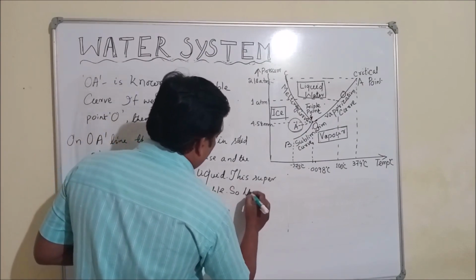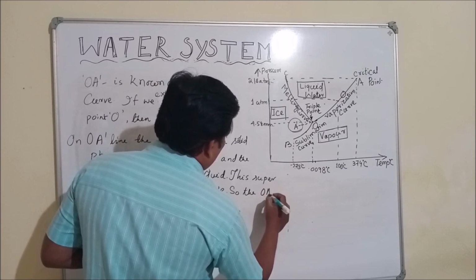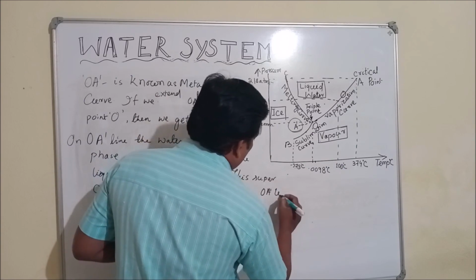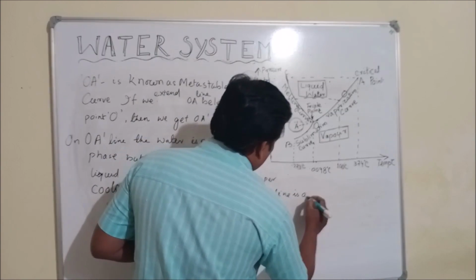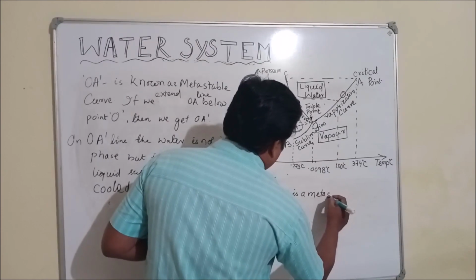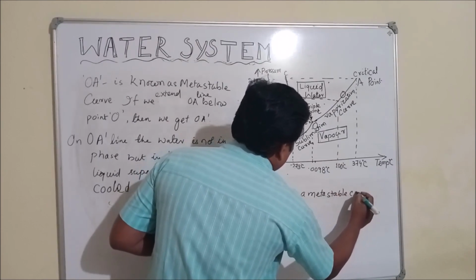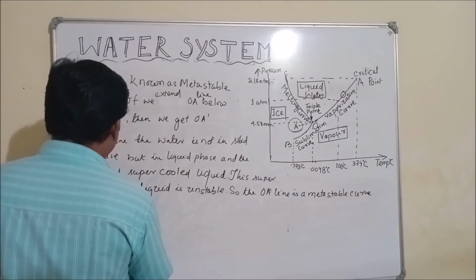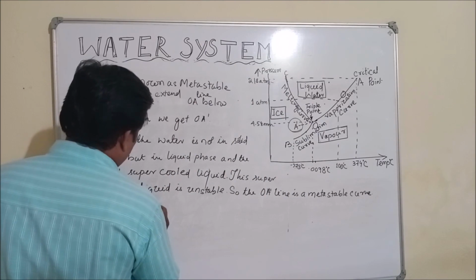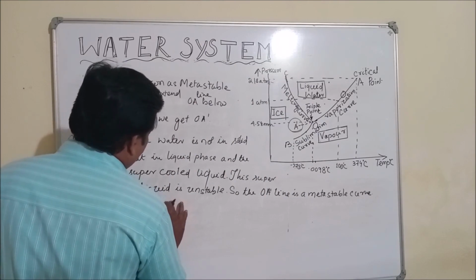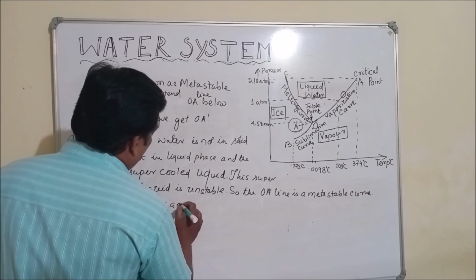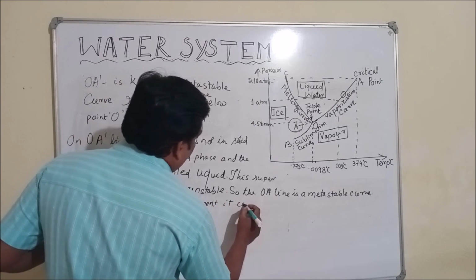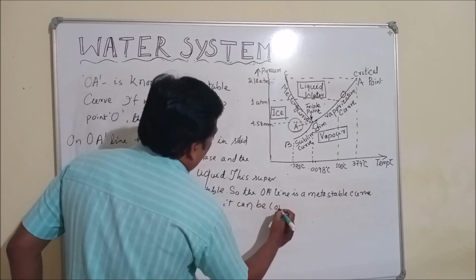So y dash line is a metastable curve because at any moment it can be converted into solid.